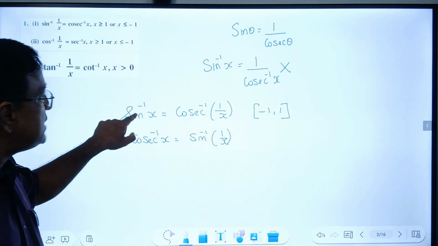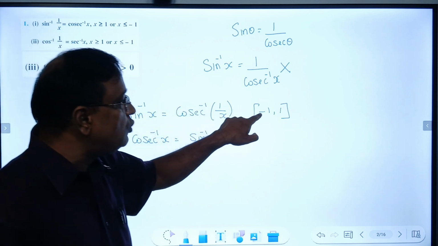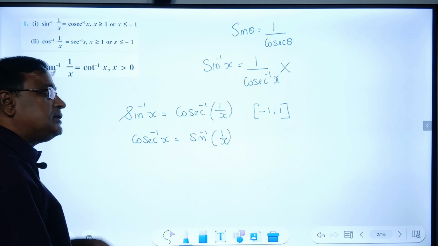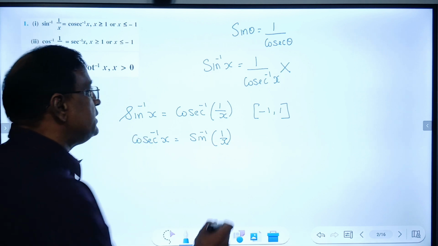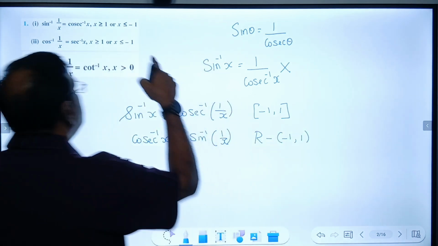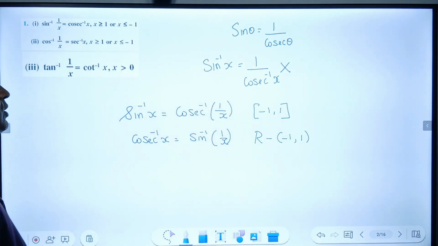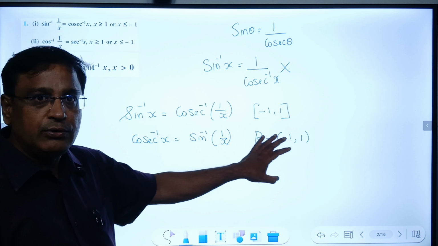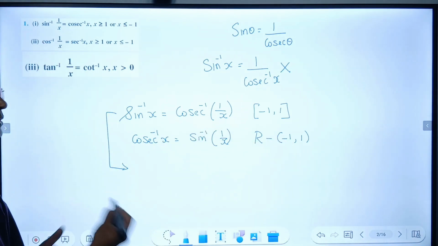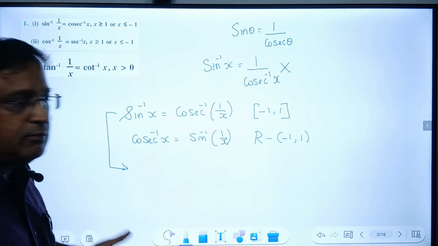Okay, so always refer to the table that is given in the NCERT book to understand the domain. When you are talking about sine inverse of x, I will write the domain of sine inverse of x. When I talk about cosecant inverse of x, I talk about the domain of cosecant. It is nothing but R minus the open interval -1 comma 1. That is what is written here. Now I will derive one of the formulas for you. Maybe I will derive this one. Then the other things will go without saying.